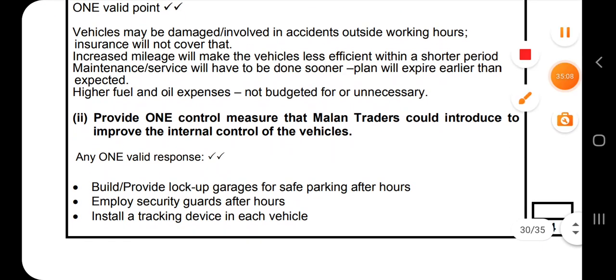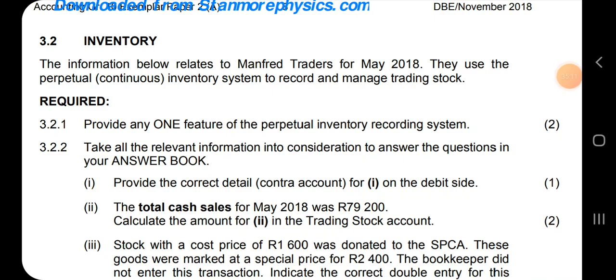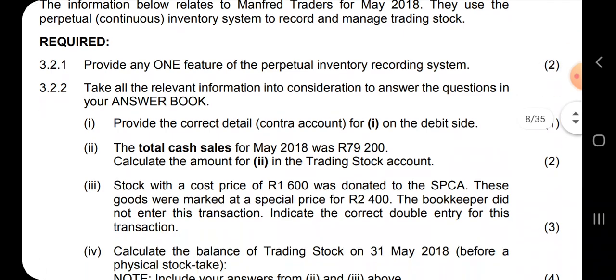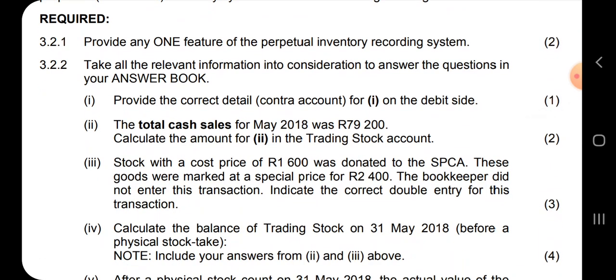So let's finish 2.3, the inventory part. The information below relates to Manfred Traders for May 2018. They use the perpetual continuous inventory system, meaning that stock is recorded on a continuous basis. Provide any one feature of perpetual inventory: stock movements are recorded on a continuous basis in the trading stock account. That is one feature. I'll even show you the memo after, don't worry.